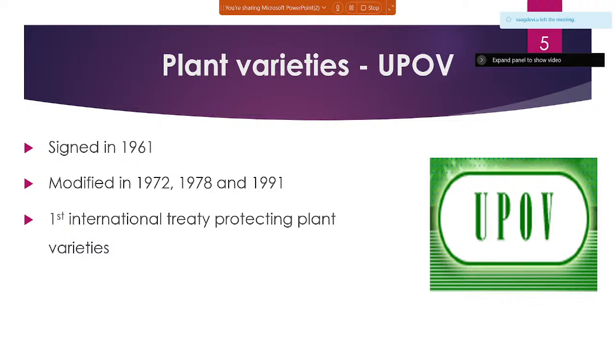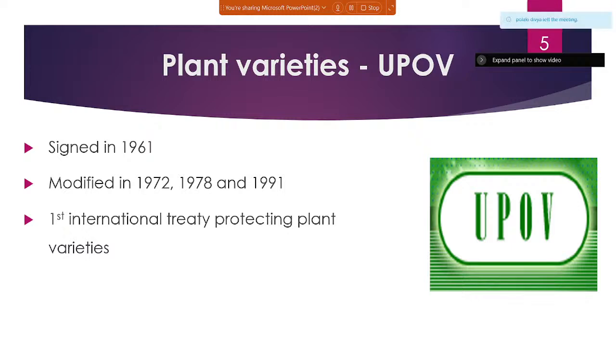This UPOV convention is something related to plant varieties in the world, but India is not a signatory to that. The UPOV convention was signed in 1961. You might be asking why I am giving these slides, because in all the IPs I was showing you some international agreements from where the IPs came and how the countries are connected with each other. So I'm giving this UPOV also here, but India is not a part of that.